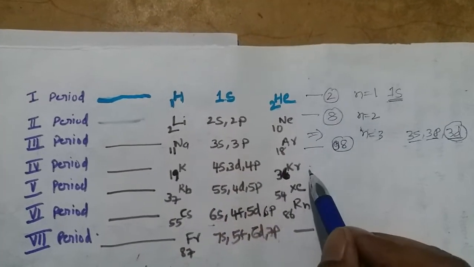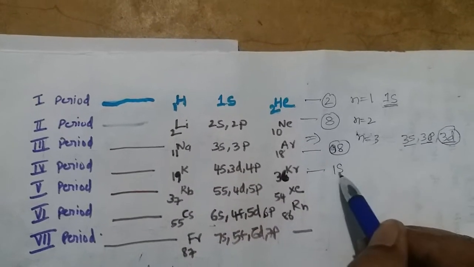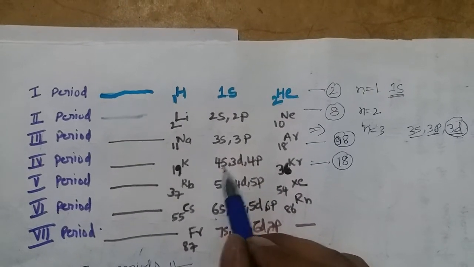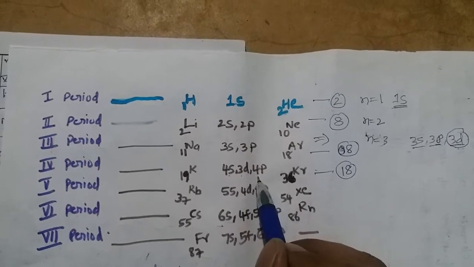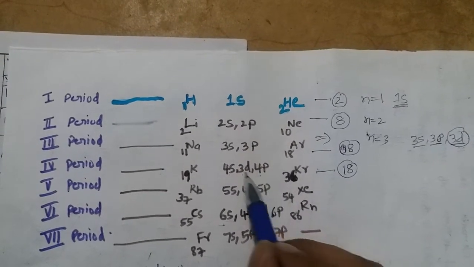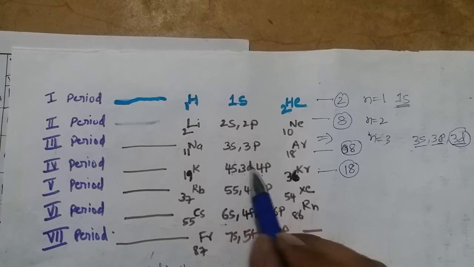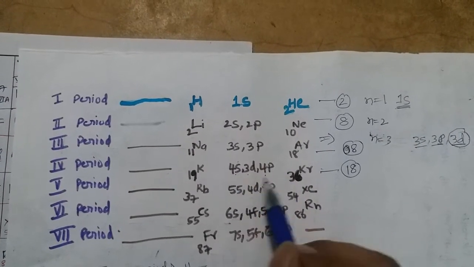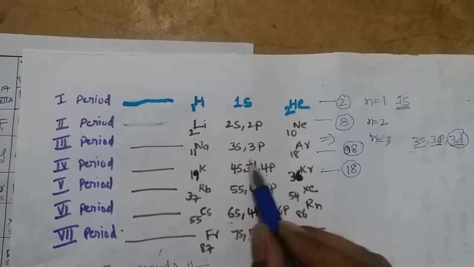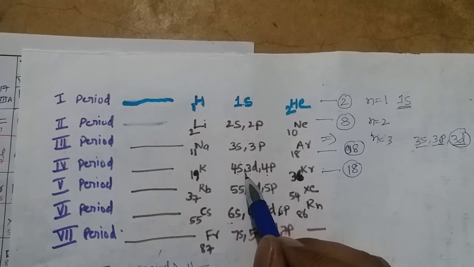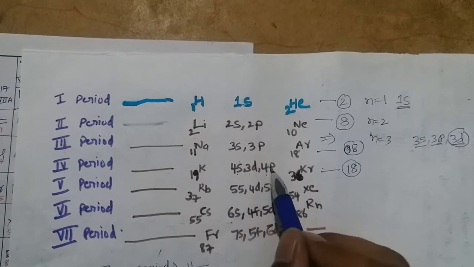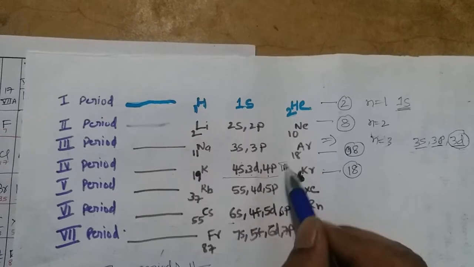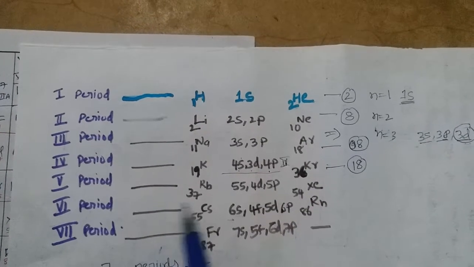In the fourth period we have 18 elements. Why? Because in the fourth period we have to fill the 4s subshell, 3d subshell and 4p subshell. In 4s we have 2 electrons, in 3d we have 10 electrons, and in 4p we have 6 electrons. Total 18 electrons are present in these subshells. So we can fill 18 elements in the fourth period.